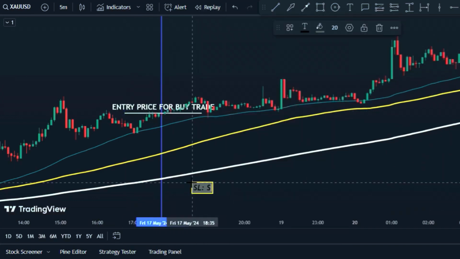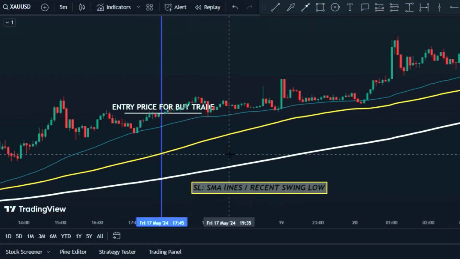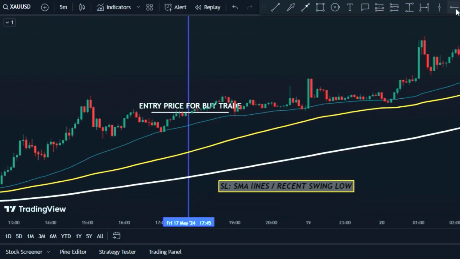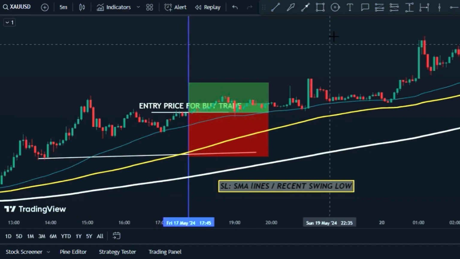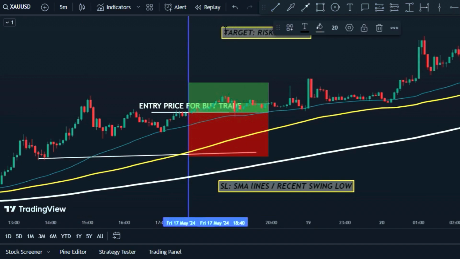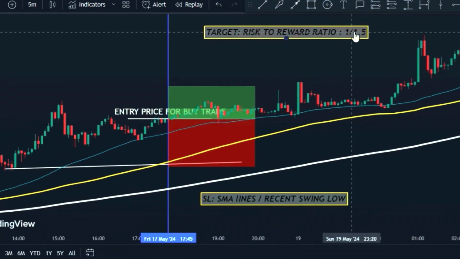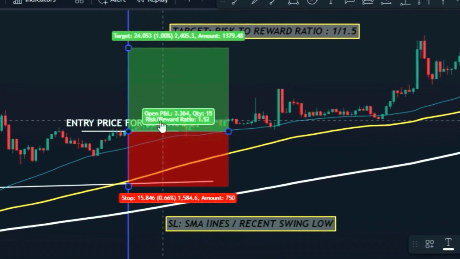But remember, risk management is crucial. Safeguard your trade with a stop loss placed below the recent swing low or an SMA line, depending on the market situation. And to lock in profits, set your take profit target at 1.5 times the distance between your entry price and stop loss level.